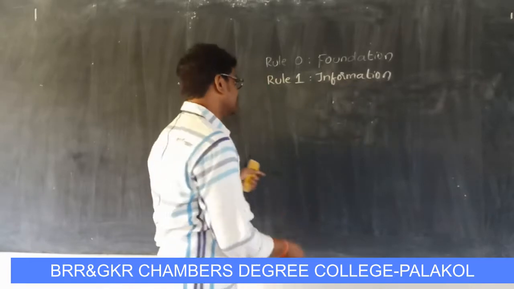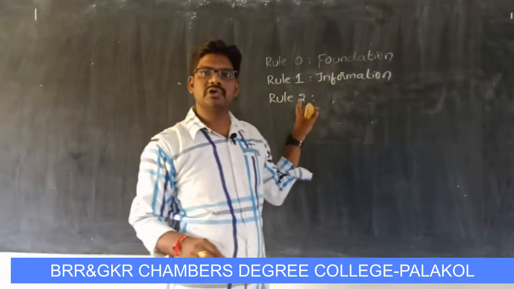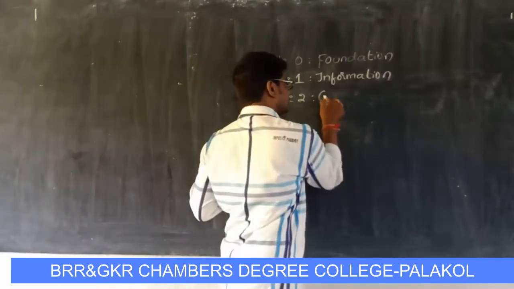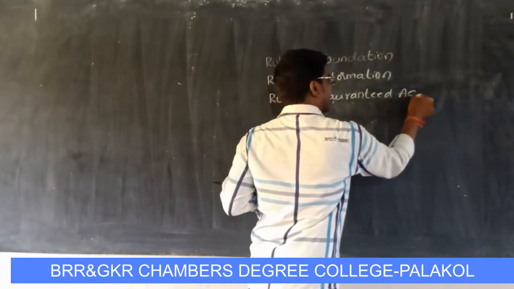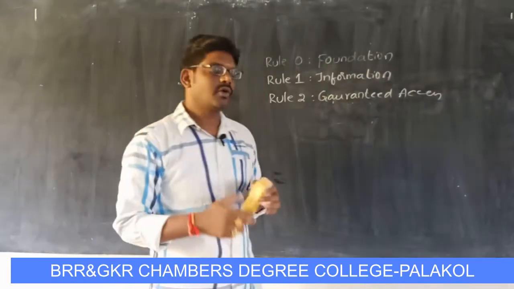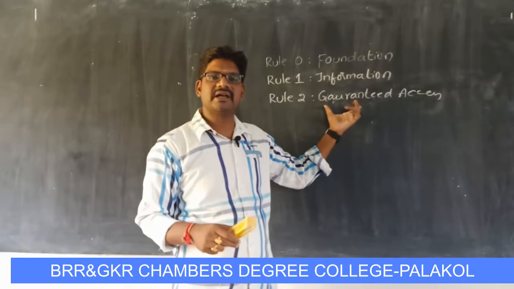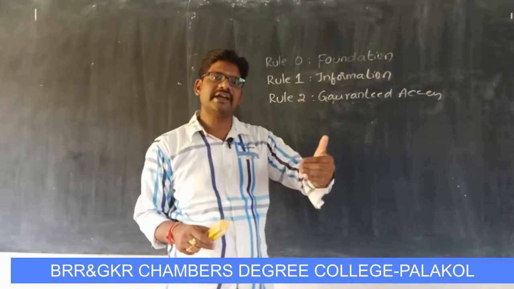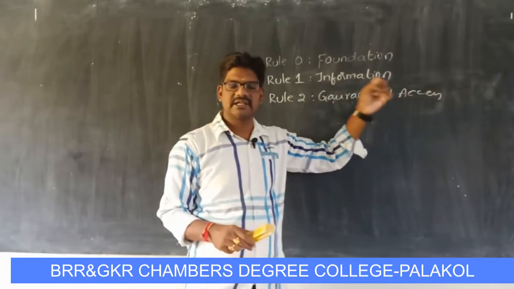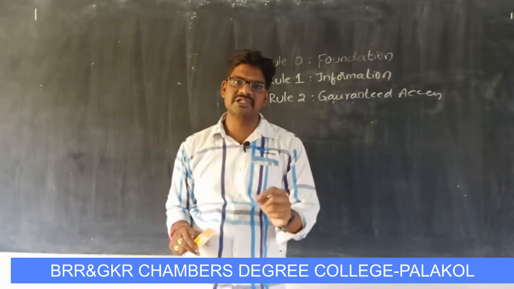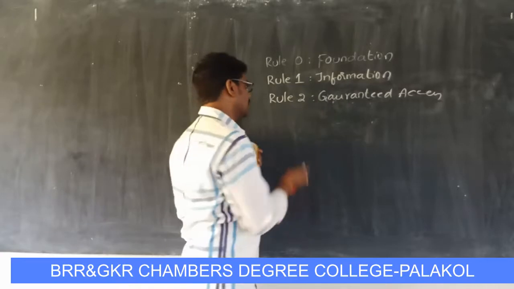And next one, rule 2, the guaranteed access rule. The data within the database must be accessible by the end users. It is guaranteed to be accessed by the end user. So that is called guaranteed access. The data within the database must be accessible by the end users. And next one, rule 3.